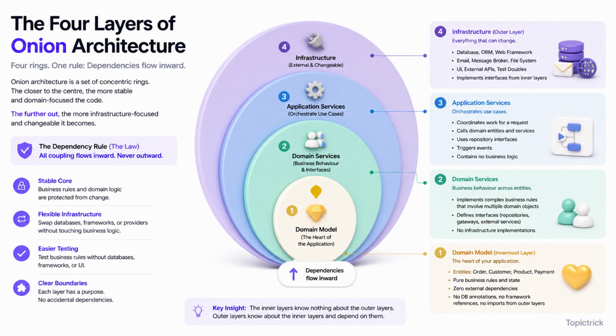outermost layer is infrastructure, and this is where everything that can change lives. Your database, your web framework, your email provider, your message broker, your user interface, your test doubles. All of these plug into the application from the outside. They implement the interfaces that the inner layers defined. They depend on the inner layers. The inner layers know absolutely nothing about them. This is the dependency rule, and it is the law of Onion architecture. All coupling flows inward, never outward.